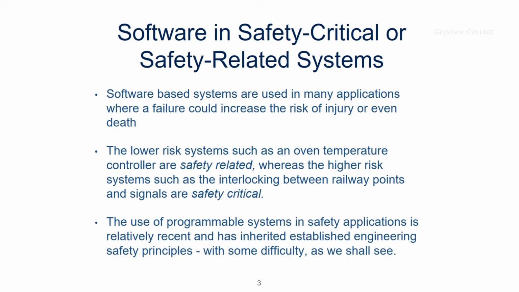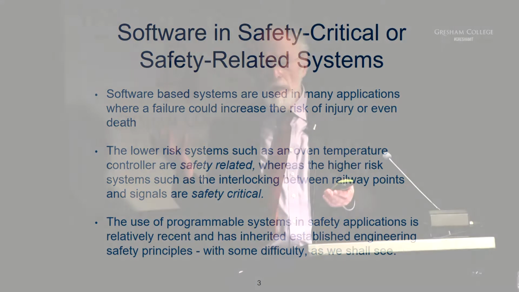We see software in lots of different areas now that are safety critical and safety related. From the low risk areas, the temperature control on something like a tumble dryer, for example, or the cutouts that are on tumble dryers, which of course have been causing houses to burn down recently and have led to a recall of a major manufacturer's tumble dryers, as you probably read.